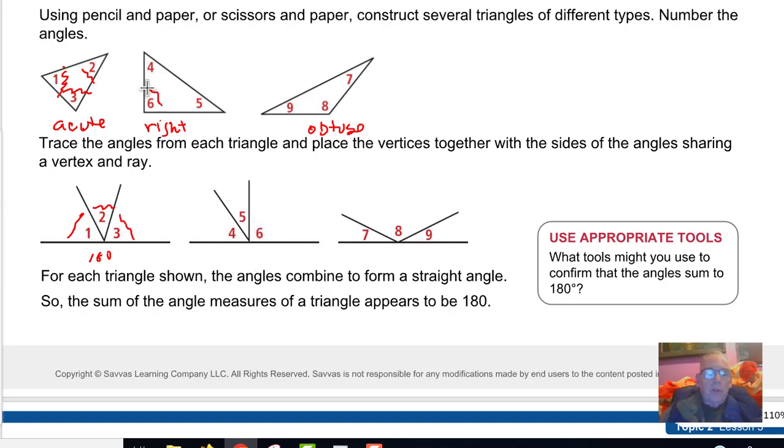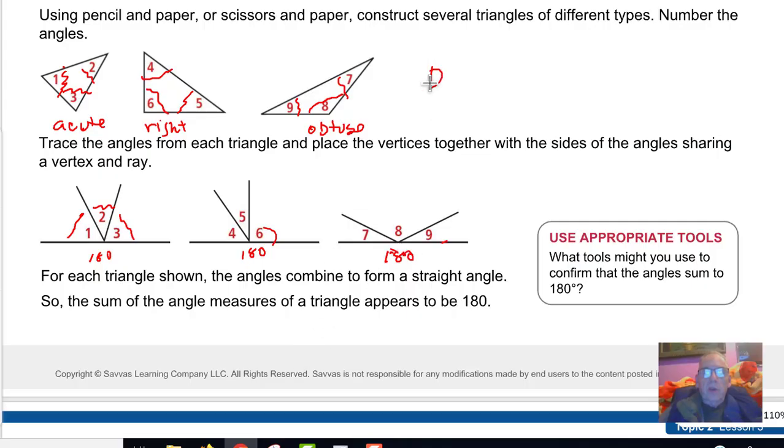So we tear off angle 6, we tear off angle 5, we tear off angle 4, we arrange them at the bottom. Here's our 90-degree angle, here's our angle 5, here's our angle 4. They also can be arranged to make 180 degrees, or a straight angle. Our obtuse one, same thing. Tear off the 8, the 7, and the 9 angle, and rearrange them. You can manipulate them so that they make a straight line, which has a measure of 180 degrees.